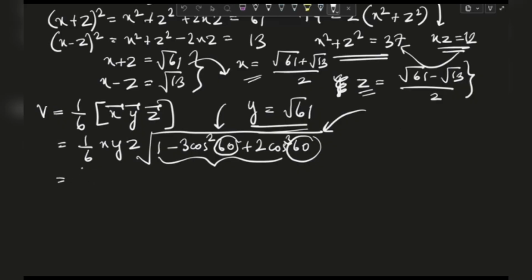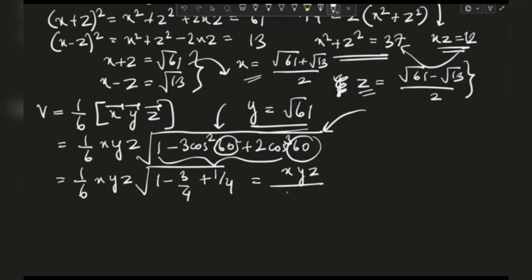So this thing becomes 1 by 6 and xyz root under 1 minus 3 by 4, because cos square 60 is 1 by 4, and 1 by 8 into 2. So this thing becomes xyz, and the whole divided by this thing would come out to be half, so 6 root 2. So your V is xyz by 6 root 2.